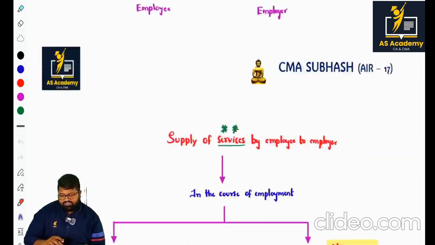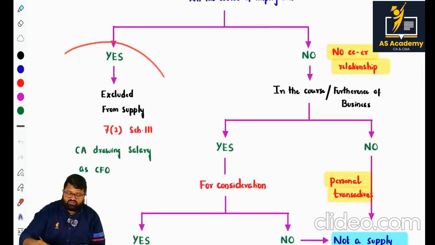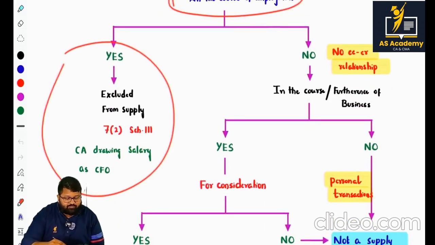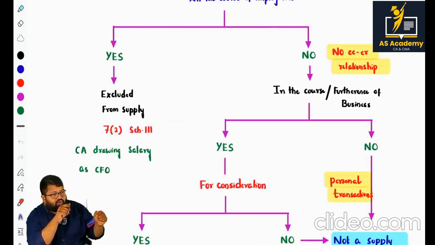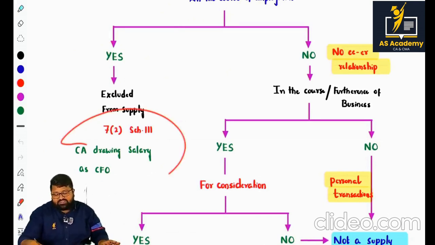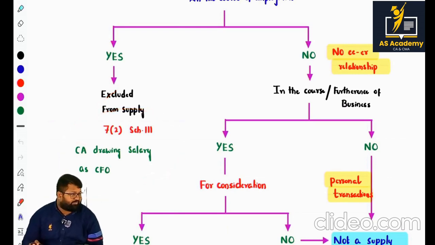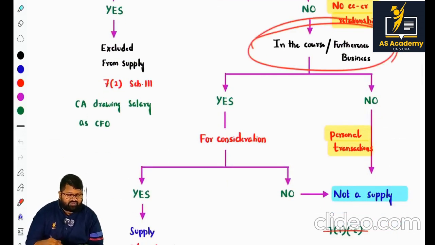Here the most important chart is this. What is the heading for this chart? Supply of service by employee to employer. First, is it in the course of employment or not? There will be some sort of offer agreement, an offer letter and all. If it is included, yes or no? If it is included, then it is excluded from supply. If it is not included there, then we check whether it is in the course of furtherance of business.